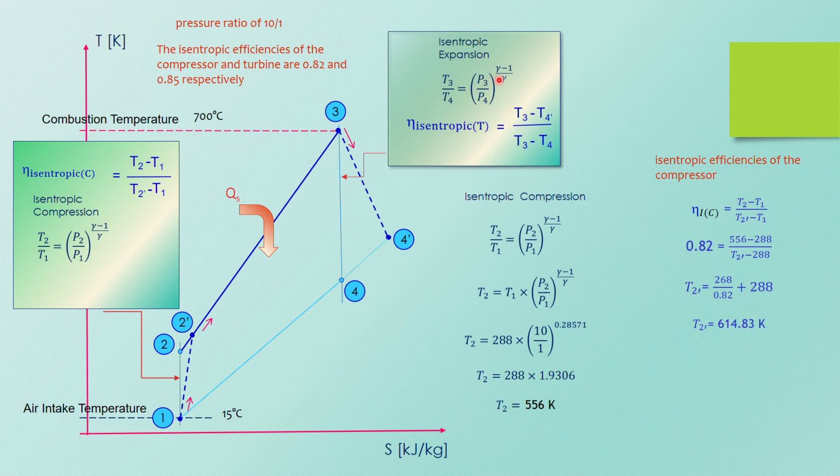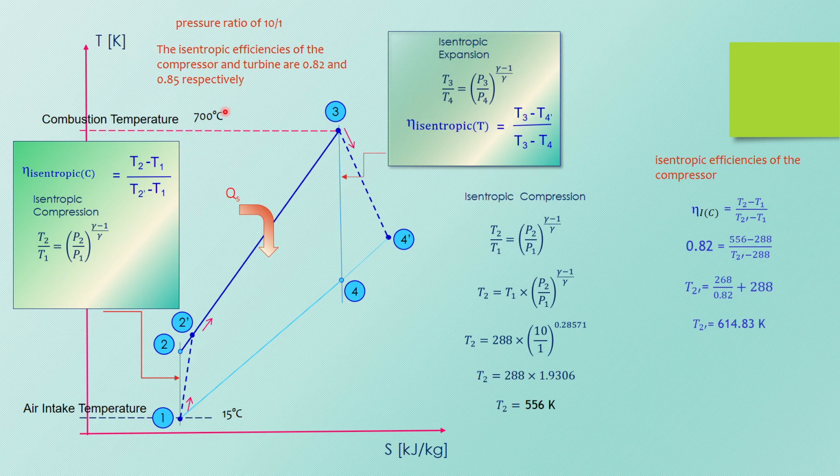And bear in mind this gamma is now γ_g. It's the gas side, so it should be 1.333. Okay, and then this pressure ratio 3 to 4, you should know that is 10 to 1. And this is also 10 to 1. So there will be no problem finding out T2. Once you got T2, T1, and the isentropic efficiency for the compressor, you will be able to find out T2 prime. And the same for the turbine, the isentropic efficiency is given as 0.85 or 85%.